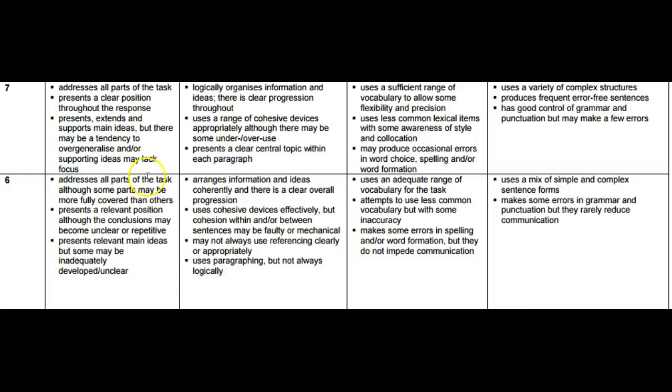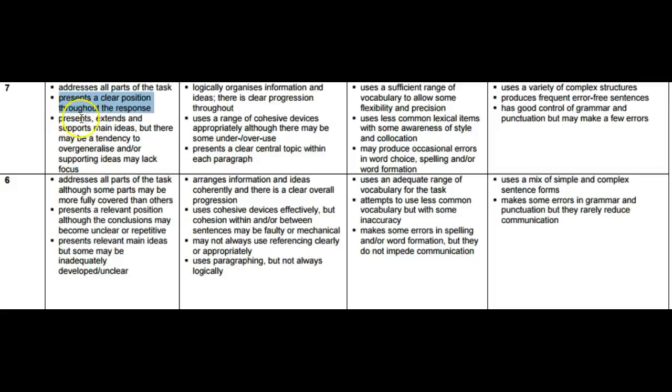So you can see for both a 6 and a 7, you must address all parts of the task. That means every single section of the question must be covered. In band 6, some parts may be more fully covered than others. But for band 7, you must present a clear position throughout your response. You must not have any parts that are irrelevant or extra. Everything must be related to the question.